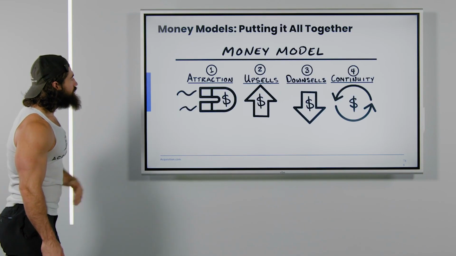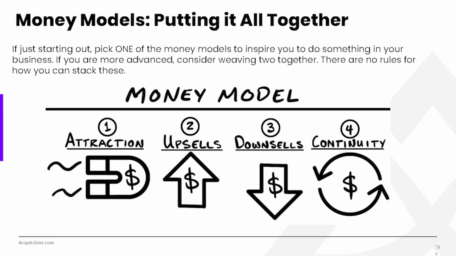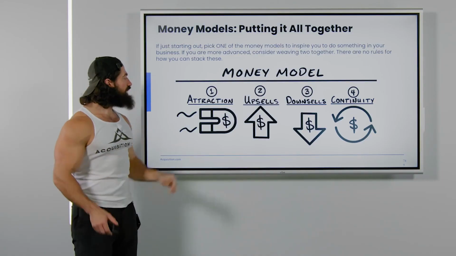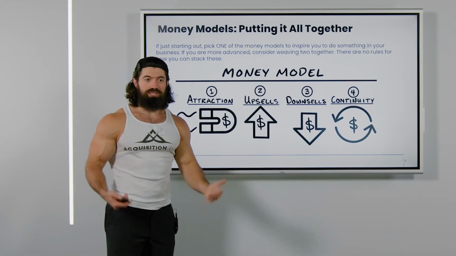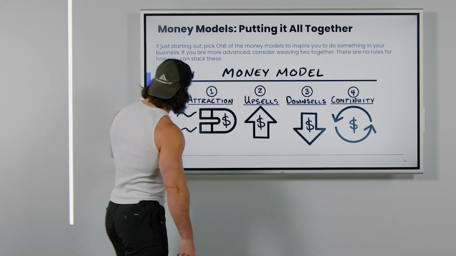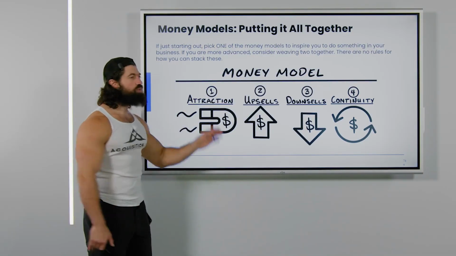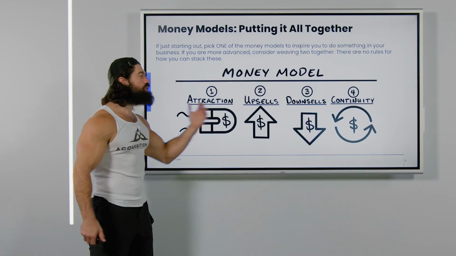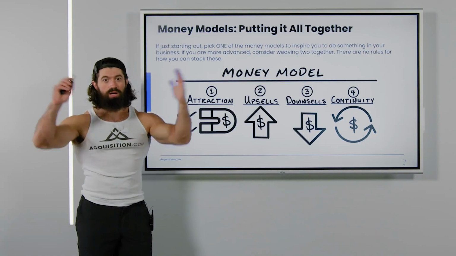So overview, a money model: traction offer, upsells, downsells, continuity. We have covered all four. If you are starting out, just pick one of the money models to inspire you to do something in your business. If you're more advanced, you can start weaving two together. There are no rules for this. You can stack these. So you absolutely can do an attraction offer that you use as an upsell offer in your business. You can use a continuity offer on the front to attract customers. All of these things are possible. I try to present them in the most logical format that I have tended to use them in my business. But there are no rules in business as long as it is legal. So I leave that to you.